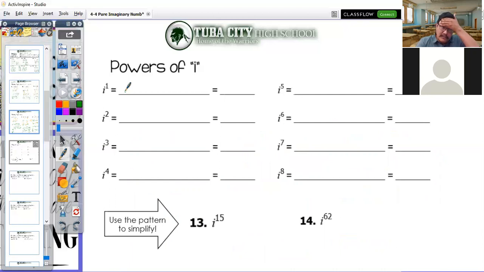All right, so let's go ahead and look at what we have here. So we have i to the 1 power. And if you remember anything about powers, anything to the 1 power is going to be that same number. We're just going to have that same number over again. So I have root negative 1. And we know by definition on the packet and in the last slides, that would just be i.